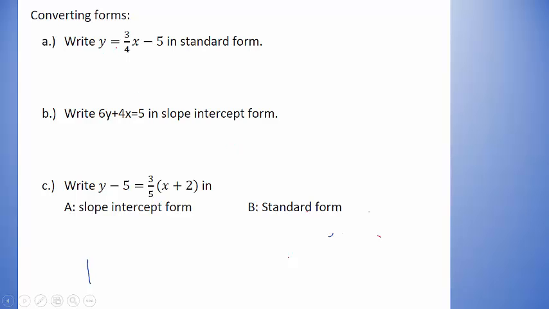So in my next video, we'll go ahead and do what I think is the trickiest for my students in Algebra 2. I think it's trickier for them to convert between forms. So that's what we're going to cover next time.